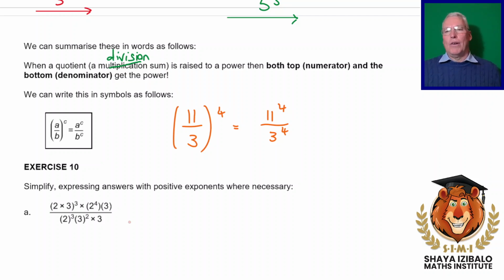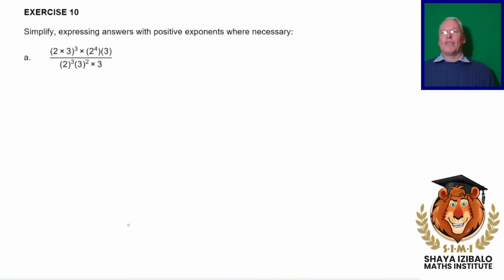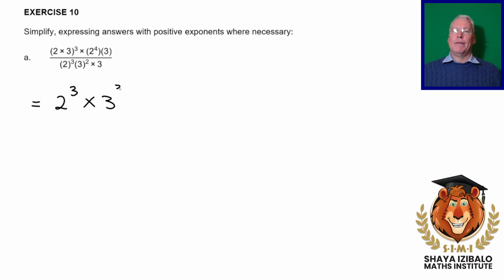Okay, so we've got all these rules. Now we're going to try and put them all together, and we're going to try and practice them all together. We'll do the first example here together, and then we'll ask you to pause the video and try some yourself. All right, first thing over here, we've got 2 times 3 to the power of 3. Which is going to get the power of 3? They both are. 2 to the 3 times 3 to the 3.